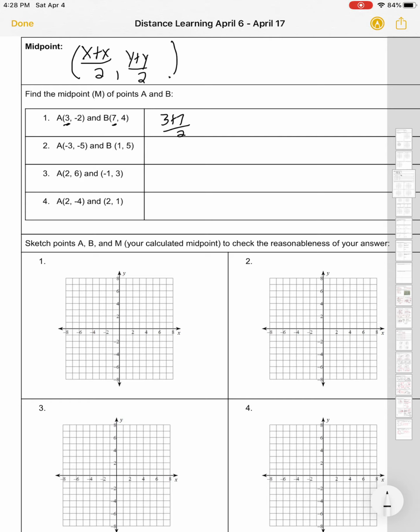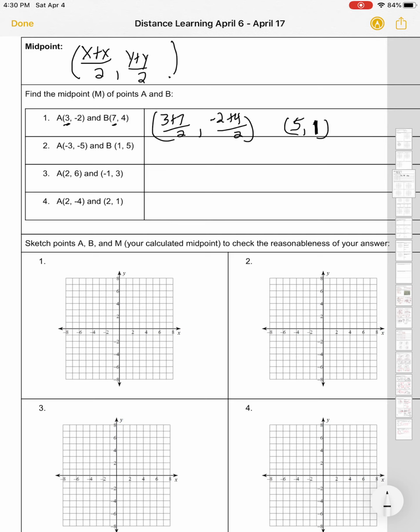So 3 plus 7 divided by 2, and then negative 2 plus 4 divided by 2. 3 plus 7 is 10, divided by 2 gives us an answer of 5. Negative 2 plus 4 gives an answer of 2, divided by 2, which is 1.